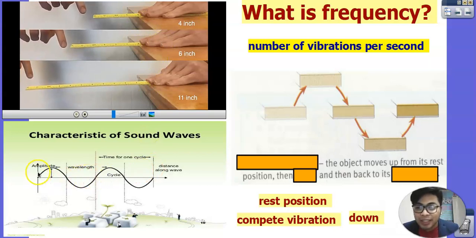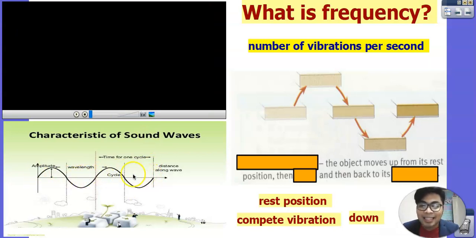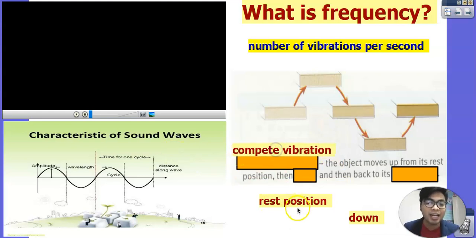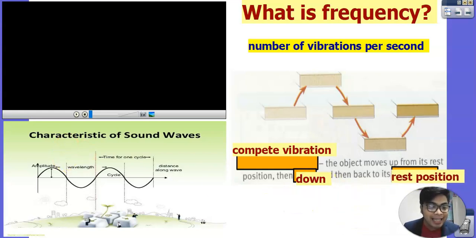This shows that if we shorten the wavelength here, or the distance from one cycle to another cycle is shorter, this shows that the vibration is more compared to the other kinds of vibrations. A shorter length here shows that it has a higher frequency. So an object that produces a complete vibration is the object that moves up from its rest position, then back down towards its rest position one more time. So it's what we call complete vibration.